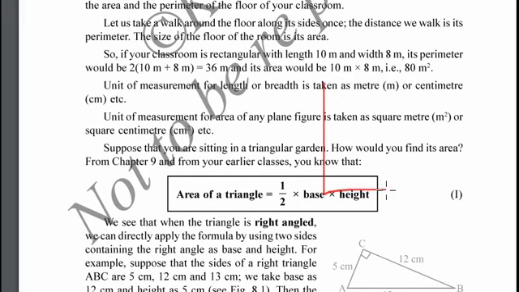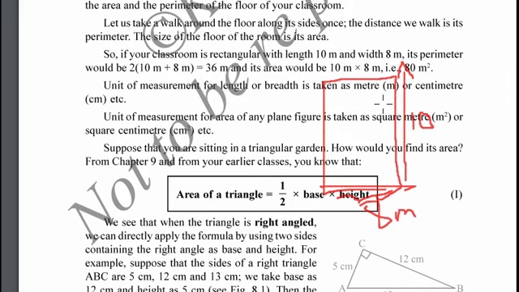Walk around your classroom along the sides of the floor. Imagine that the length of your classroom is 10 meter and the width of the classroom is 8 meter. So you walk 8 meter along this side and 10 meter along this side.